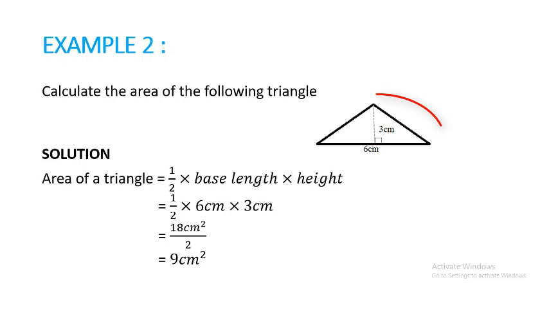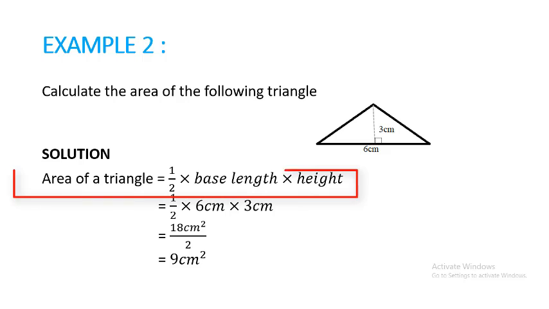So here we have a triangle. The base length is 6 centimeters and the height is 3 centimeters. How can we use the formula for the area of a triangle to find its area? So here we have the solution. We are saying the area of a triangle is equal to half times base length times height. This is the formula for the area of a triangle. You have to keep it in your mind, so that as you are going to find these triangles, you will be able to calculate their area. So that is the formula for the area of a triangle.